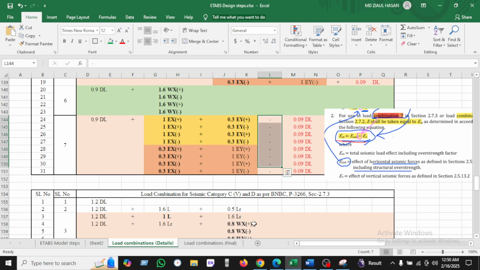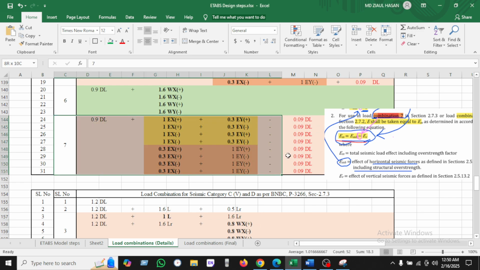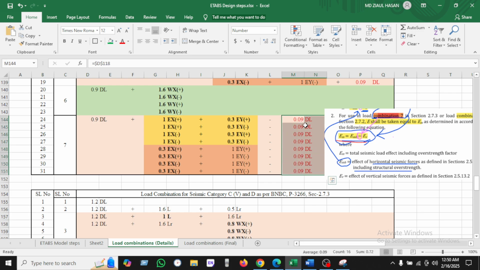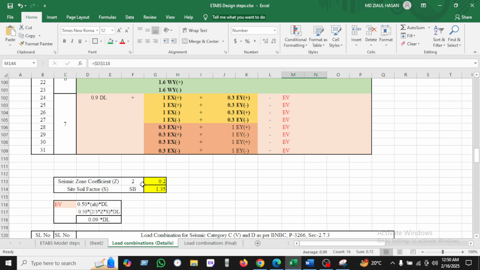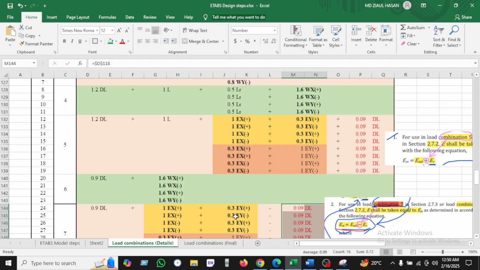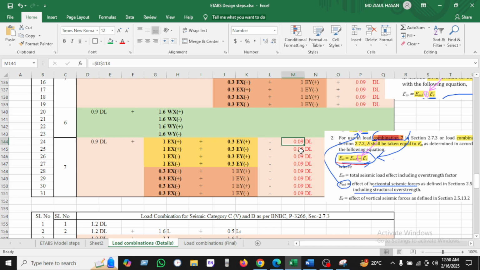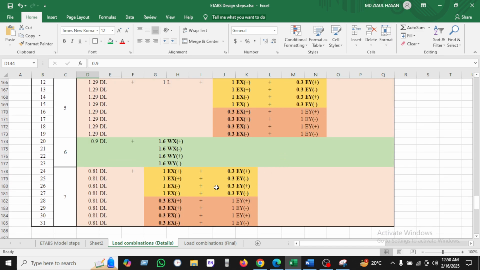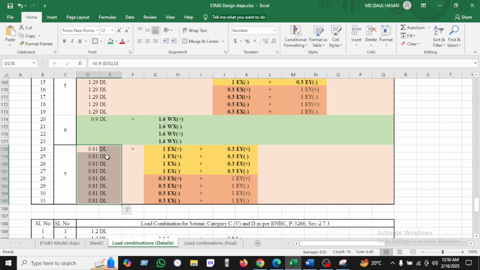So let's go to load combination 7. This is the load combination 7, and this is from the vertical load. We have already shown how we get the vertical load, and we just use this formula and found the vertical load 0.09, and it will be minus 0.09. So we are just deducting 0.09, and then we will find 0.81 dead load. This is the final outcome, 0.81. We are not writing it here because all the dead load is coming in here.